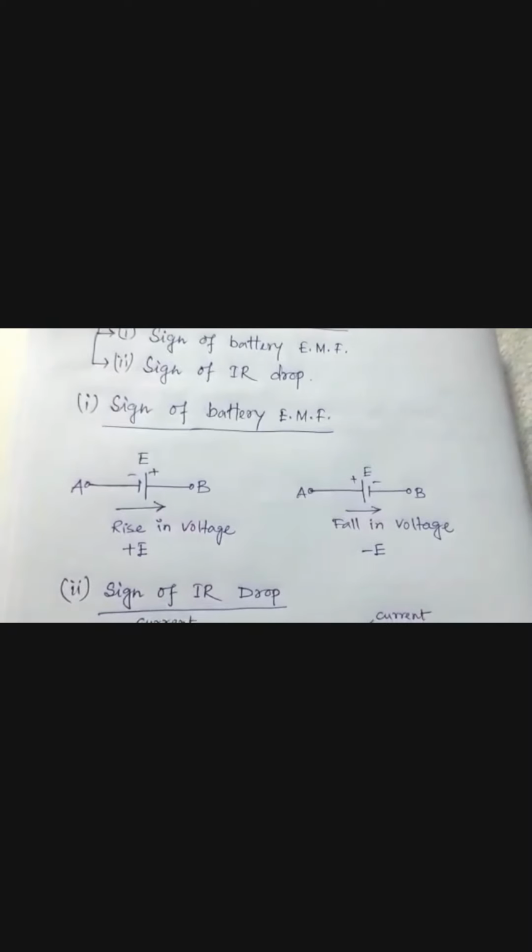For the sign of battery EMF, a rise in voltage should be given positive and a fall in voltage should be negative. Keeping this in mind, consider points A and B in this figure. When we go from the negative terminal to the positive terminal, there is a rise in potential, so it is positive, plus E.